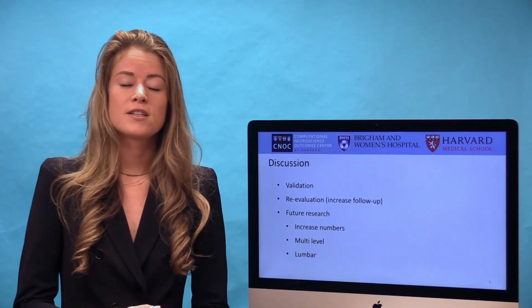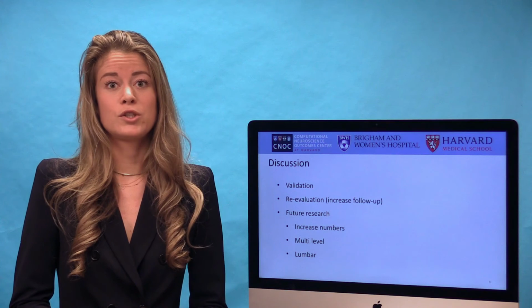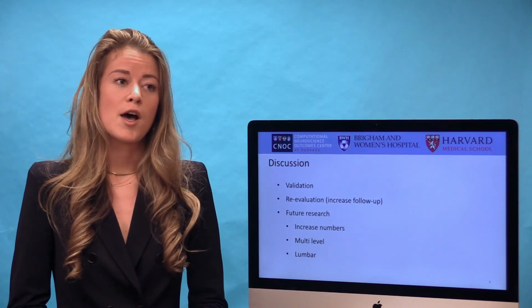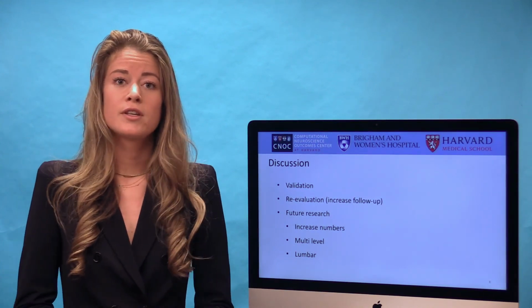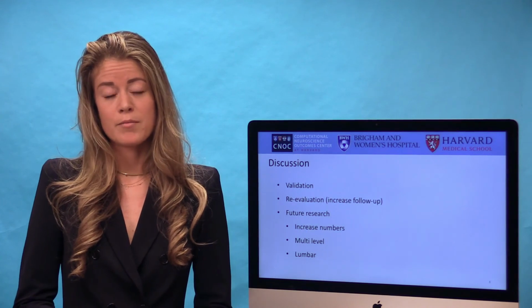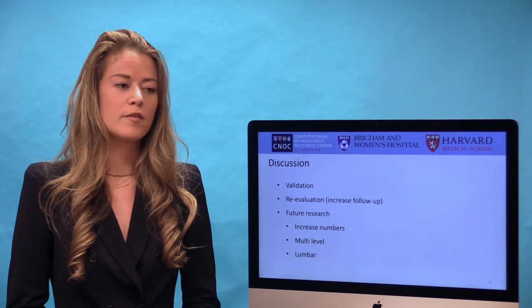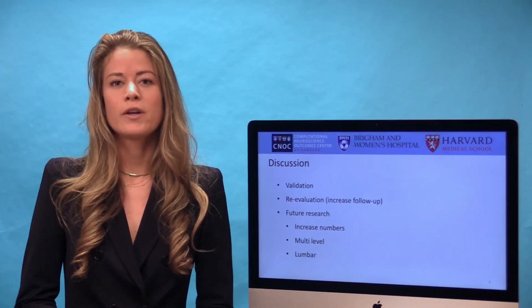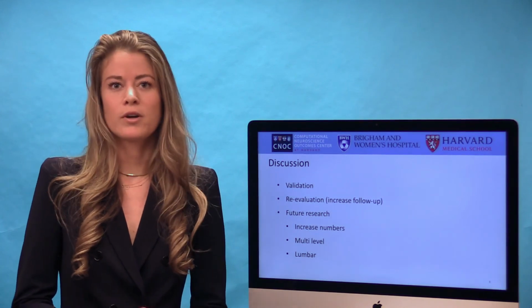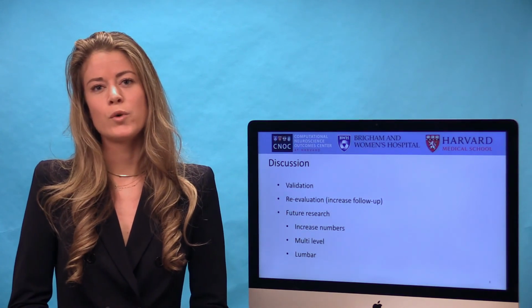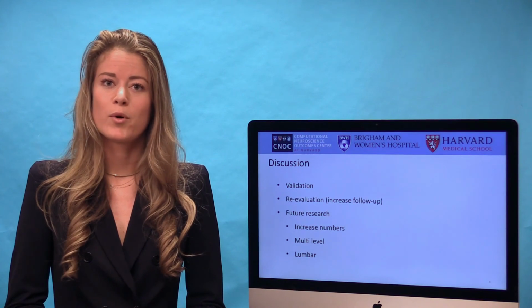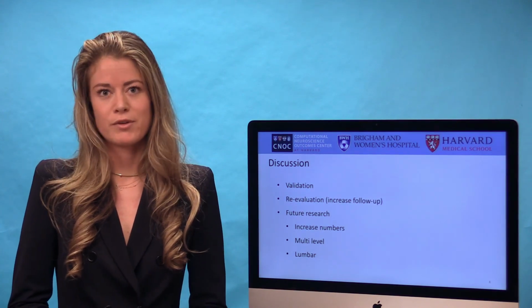For future research, we think there's a lot of opportunity here. We could extend these analyses to multi-level disease. We could increase our own numbers and potentially also do this for the lumbar spine. And of course, the ultimate goal here is to incorporate models like these into our clinical workflow in order to provide our patients with more personalized treatment strategies.